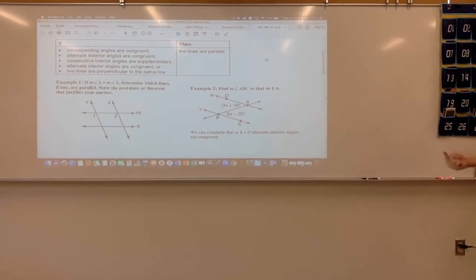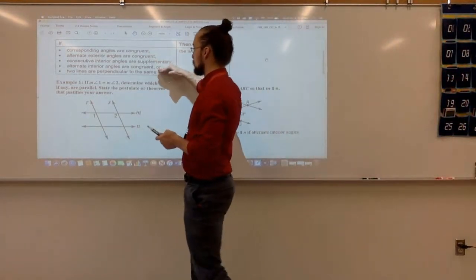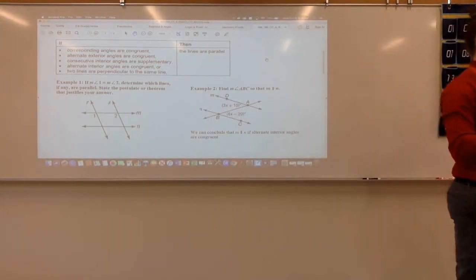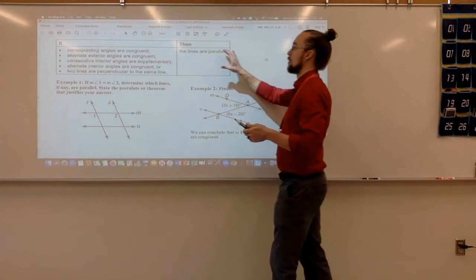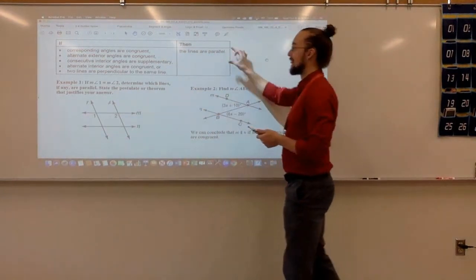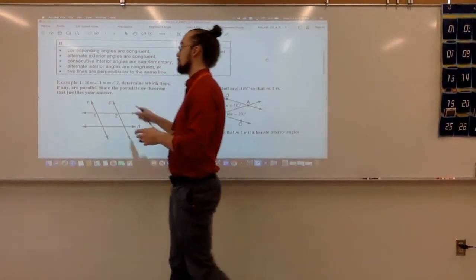Today, we're just going to flip that statement. We're going to say, if these things are true, then the lines are parallel. It's called a converse when you flip an if and a then. So we said before, if the lines are parallel, then these things are true. Now we're saying, if these things are true, then the lines are parallel. And we actually have another one that we're going to add in there today.